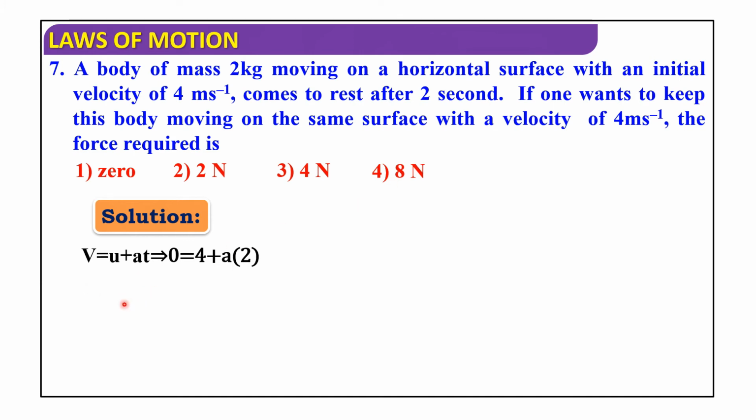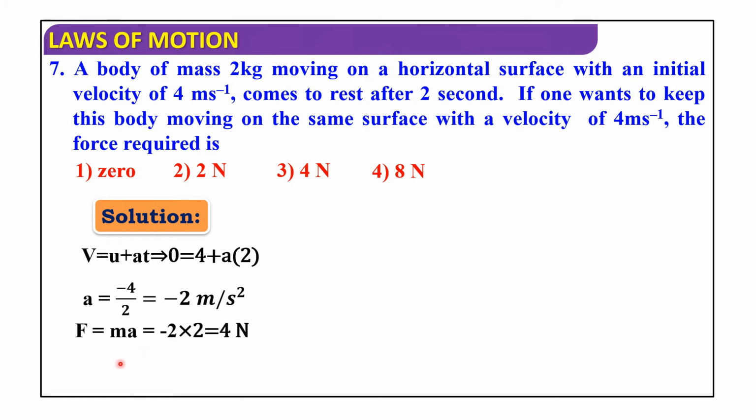From the first equation of motion, v = u + at. Substituting values, v is 0, because it comes to rest. Coming to rest, its final velocity is 0. u is given as 4 meters per second initial velocity. So 0 = 4 + a into 2, where 2 is the given time of 2 seconds. So 4 + 2a = 0, so a = -4 by 2, that is equal to -2 meters per second squared.